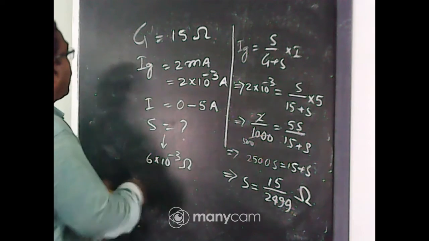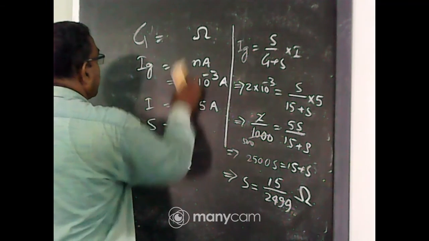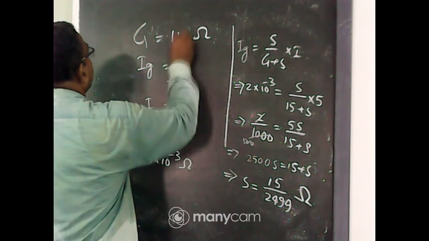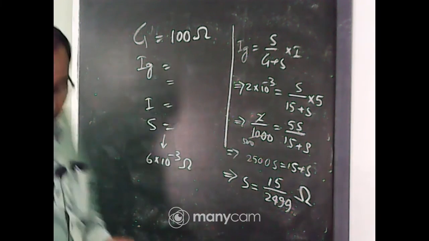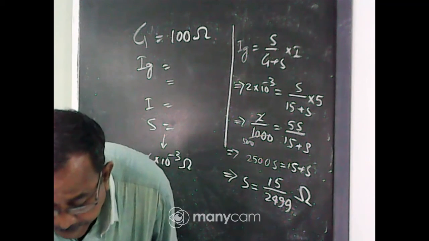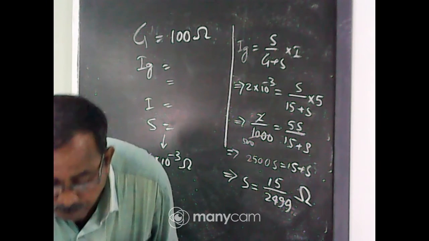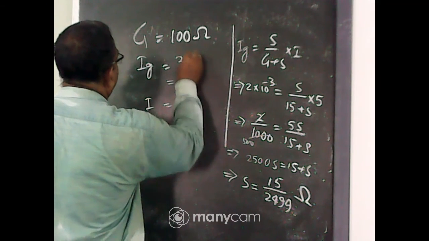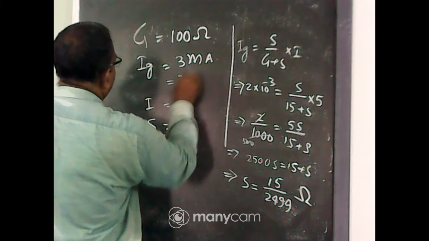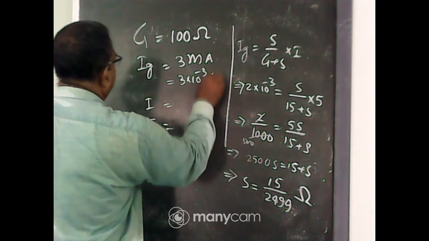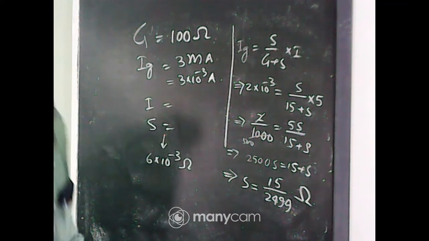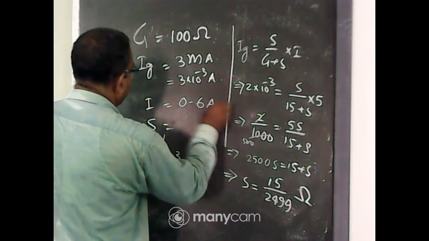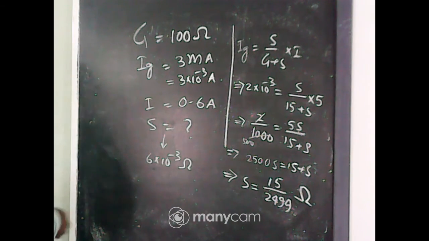So this value is 100 ohm, the galvanometer resistance G, and full scale deflection is for 3 milliampere current, that is 3 into 10 to the power minus 3 ampere. The range is 0 to 6 ampere. What will be the value of shunt?